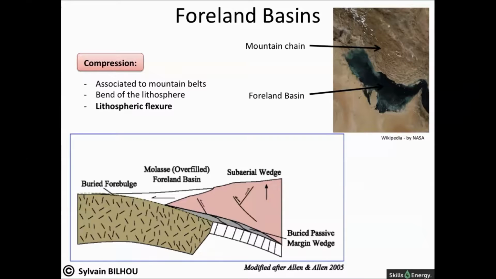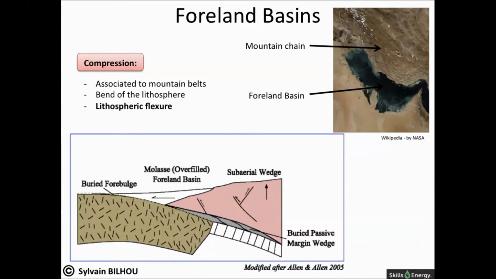A foreland basin is a structural basin that develops adjacent and parallel to a mountain belt. Foreland basins form because the immense mass created by crustal thickening associated with the evolution of a mountain belt causes the lithosphere to bend by a process known as lithospheric flexure. The width and depth of foreland basins are determined by the flexural rigidity of the underlying lithosphere and the characteristics of the mountain belt.